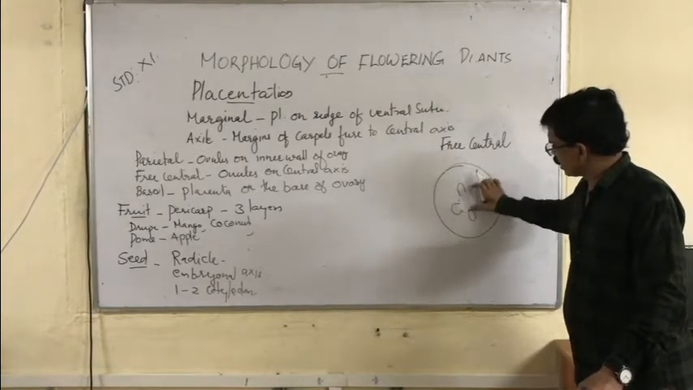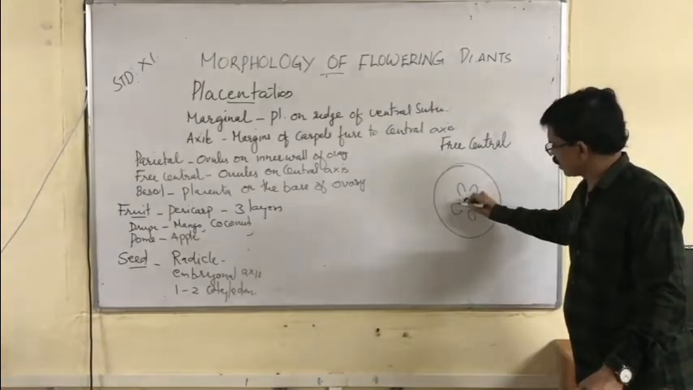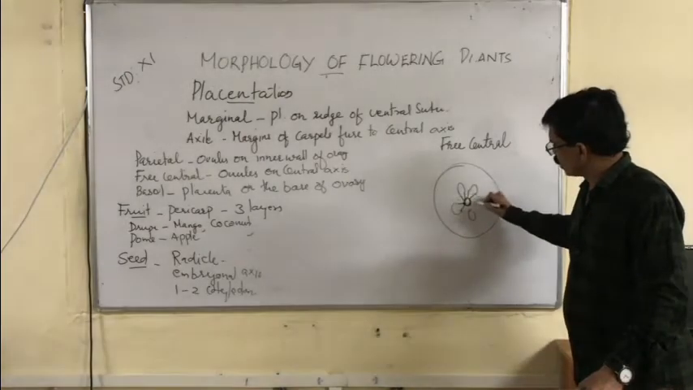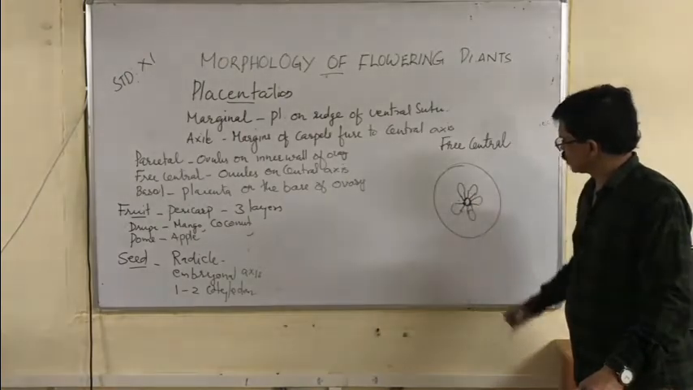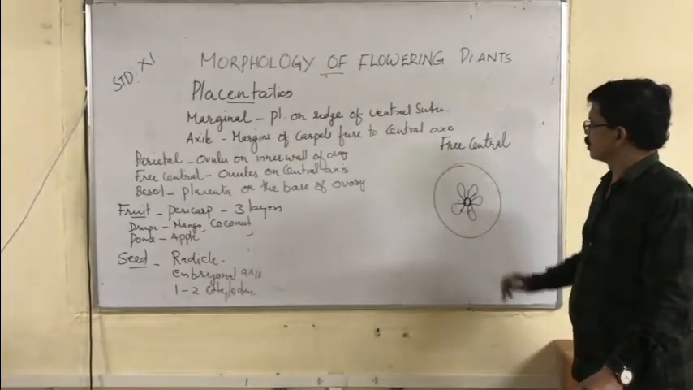So here you can see it like this. This is the central axis, with no margin of the carpels attached here. So here you can see the placenta. Both appear the same picture-wise, but this is the difference. Okay, this is free central.